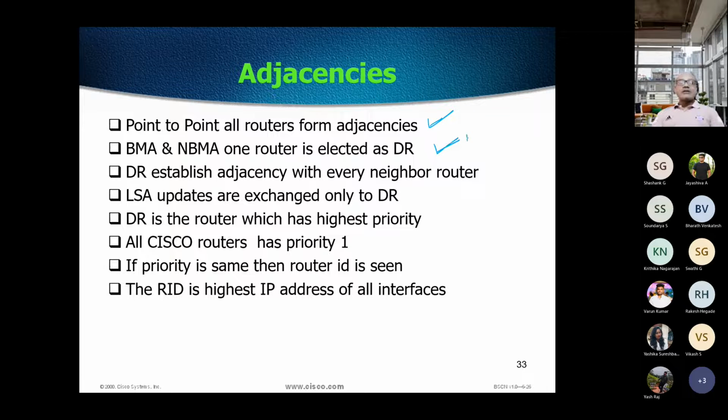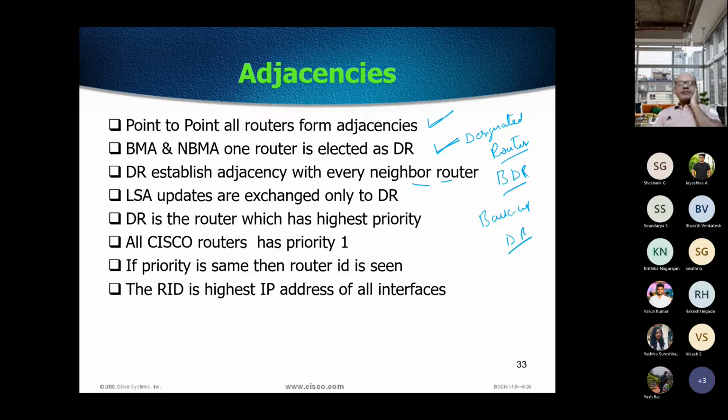DR means designated router. Please remember this one, guys, designated router. And BDR is backup designated router. So the DR has to form adjacency with every neighbor router. The DR is the one that is going to form your adjacency.